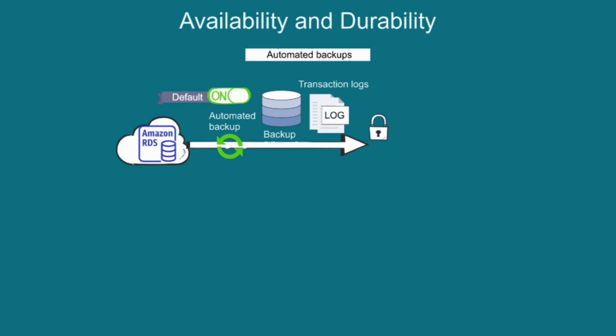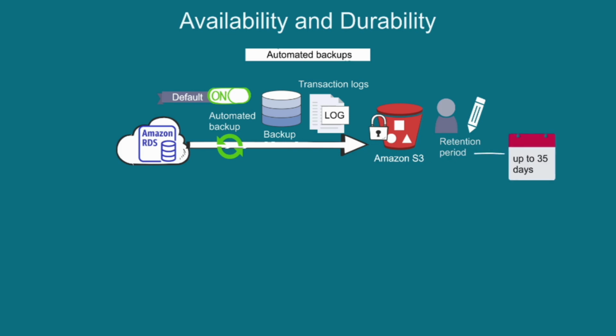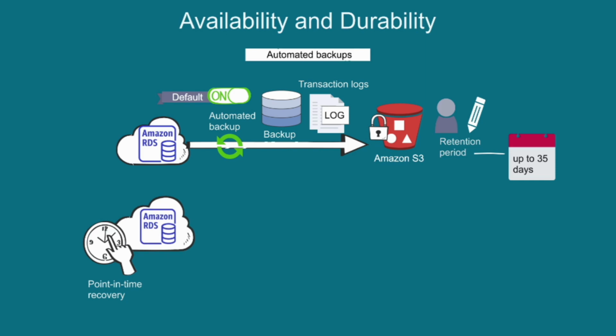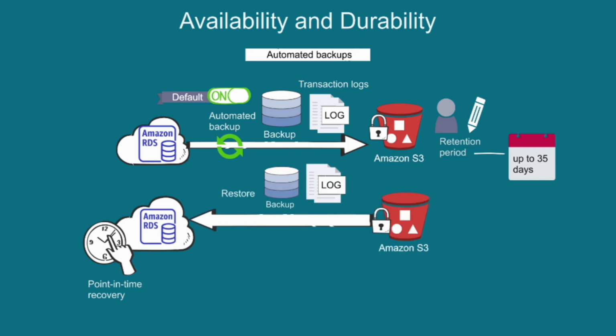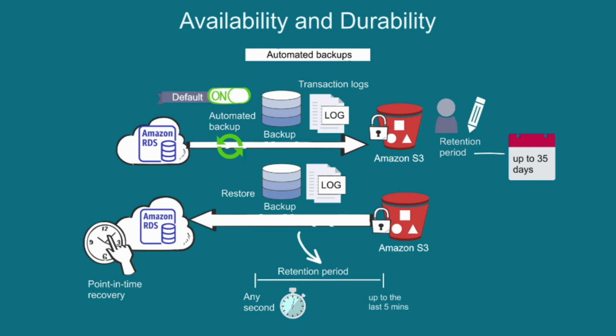saves them securely in Amazon S3 for a user-specified retention period. Your automatic backup retention period can be configured to up to 35 days. Automated backups enable point-in-time recovery for your database instance. It allows you to restore your database instance to any second during your retention period, up to the last 5 minutes.